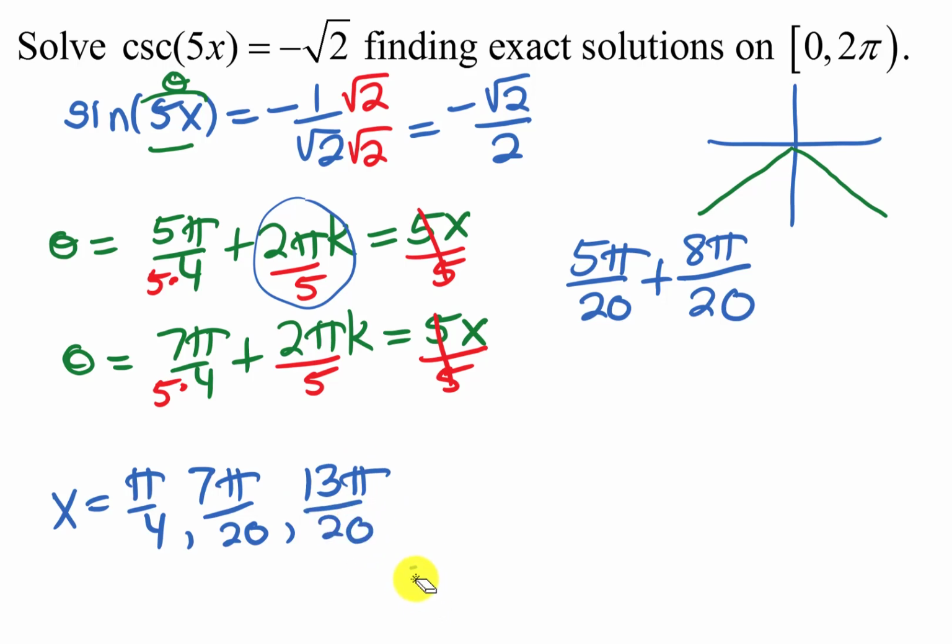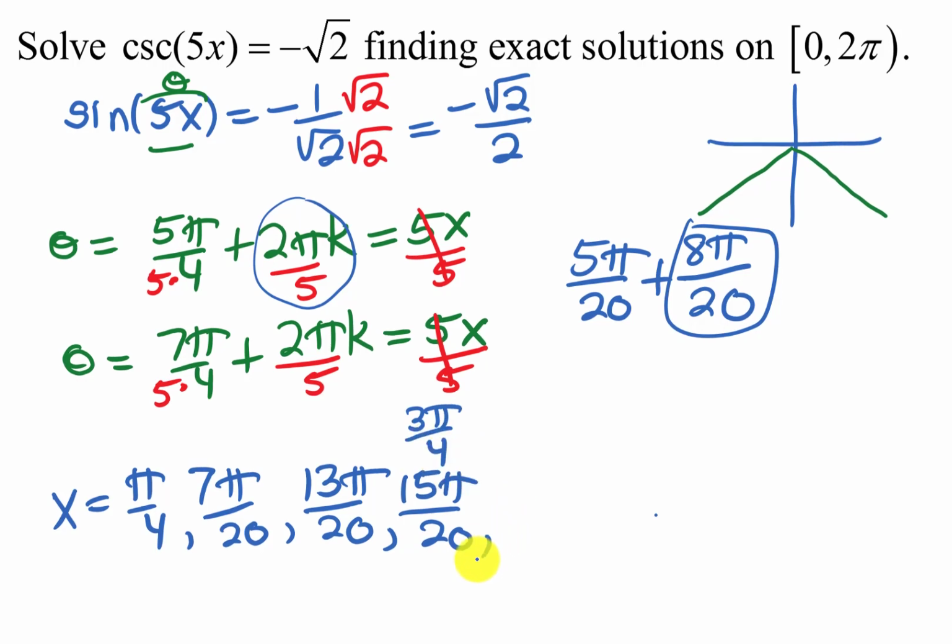And now we're going to find another one by adding a period onto 7 pi 20ths. So 7 pi 20ths plus a period of 8 pi 20ths will give us 15 pi 20ths. And actually, that one we could reduce by 5 each to 3 pi fourths. Okay, then I'm going to add another period onto 13 pi 20ths to get another solution. 13 pi 20ths plus 8 pi 20ths is 21 pi 20ths. And I'm going to find another solution by taking 15 pi 20ths and adding the period of 8 pi 20ths. That will be 23 pi 20ths.